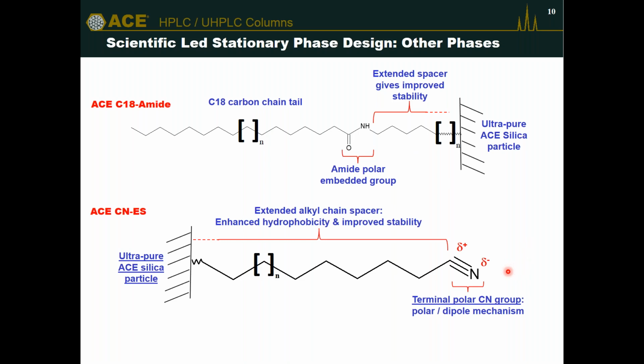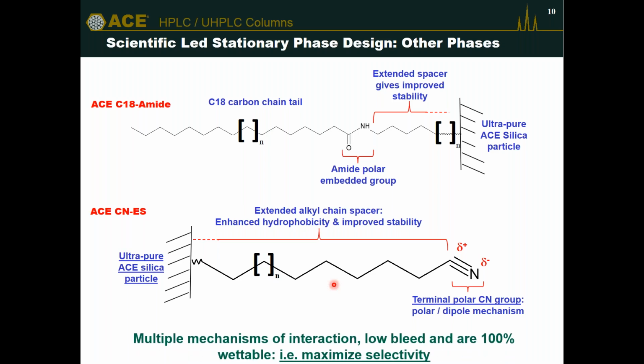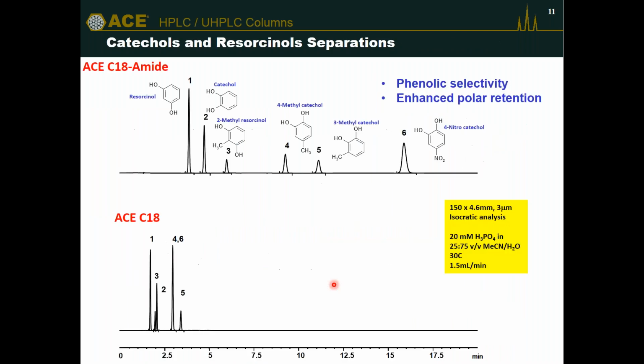So many cyano columns are propyl terminal nitrile, propyl cyano. So there's 3 carbons, and then the stationary phase is attached to silica. By making this carbon chain a bit longer, as you can see in this diagram, we increase the stability of the stationary phase, so the bleed is reduced, but we still get the interaction and the mechanisms from the cyano functionality. We also increase the hydrophobicity of the stationary phase, so that the weighting of that mechanism becomes higher too. So we get multiple modes of interaction. And again, these phases are 100% aqueous compatible, so for polar analyte retention.